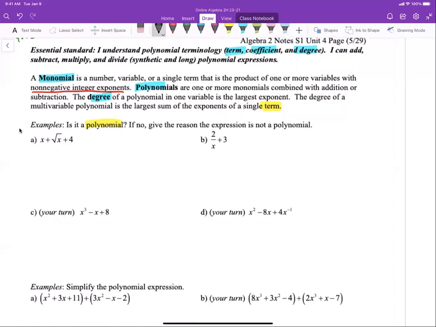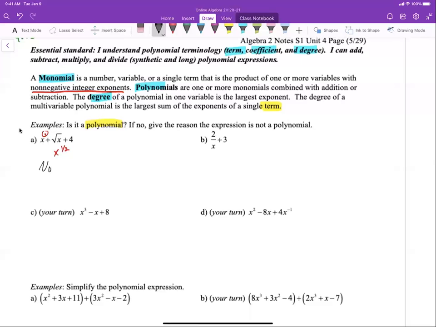This x is to the power of 1, which is a non-negative integer. However, the second term is to a power of 1/2. Square root of x is the same as x to the 1/2. That 1/2 is not an integer exponent. It is a fractional exponent. So this is not considered.